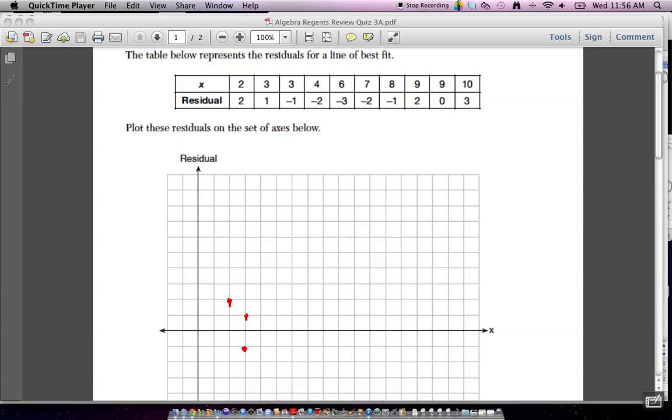It's related to scatter plots. 4, negative 2, 6, negative 3, 7, negative 2, 8, negative 1, 9, 2, 9, 0, and 10, 3. Some people connected the dots. If you connected the dots, I only gave you 15 points out of 25 for doing this. If you did not connect the dots, you got full 25 out of 25.